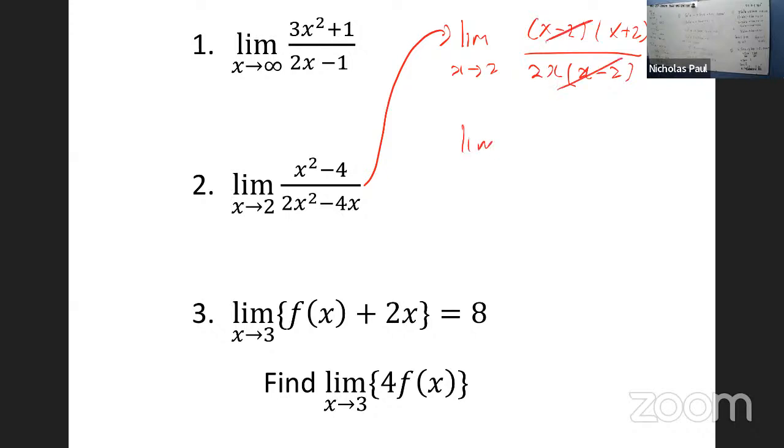So you'll end up with the limit as x approaches 2. What's the next step? Substitute. Right, good job, Tavisha. Plug in 2 and you'll get 2 plus 2 over 4, which is?